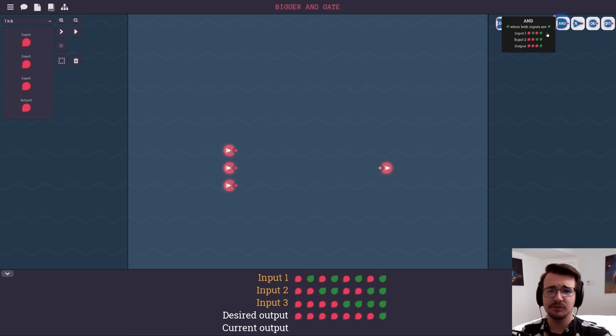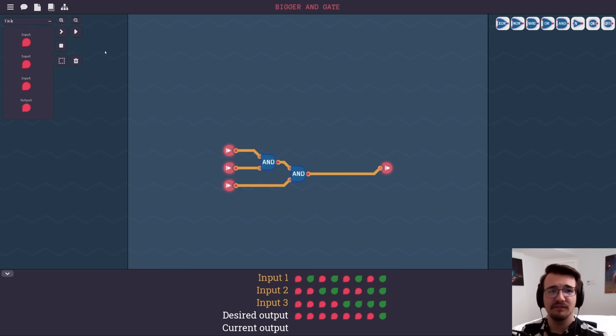Similar idea with AND. If there's three inputs, I can just chain AND gates. I need to make sure all three would be on, so this will only send a yes if the first two are on, and then I can AND that with the third one, and this would output only if all three are on.